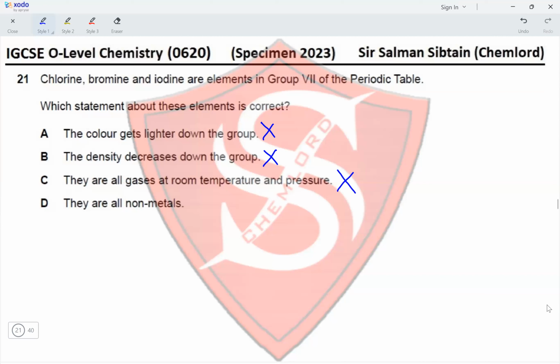They are all non-metals. Yes, all halogens are non-metals. This makes option D the correct option for this question.